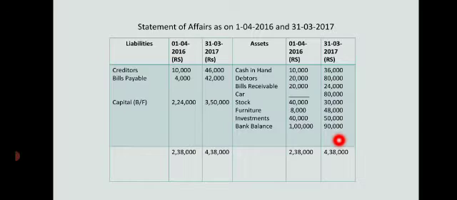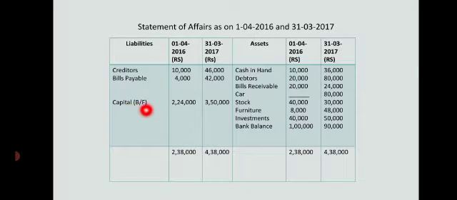Same way, total the 31st/3/2017 amount column at the asset side. Total you will get 4,38,000. Deduct 88,000 and you will get closing capital as 3,50,000. Right. So this is a combined statement of affairs which is prepared at once to save time.